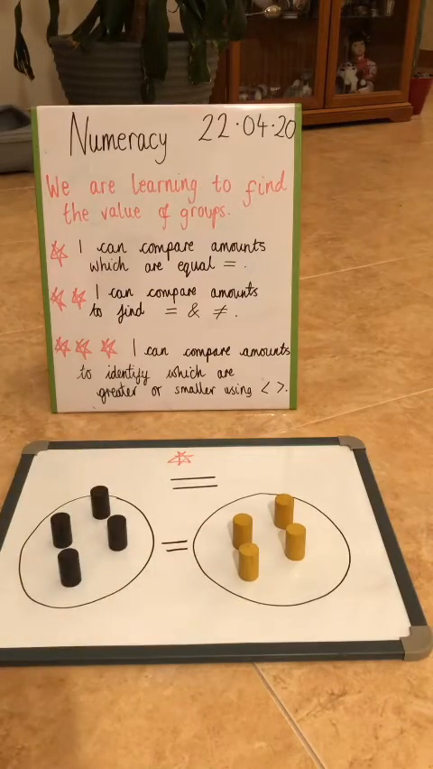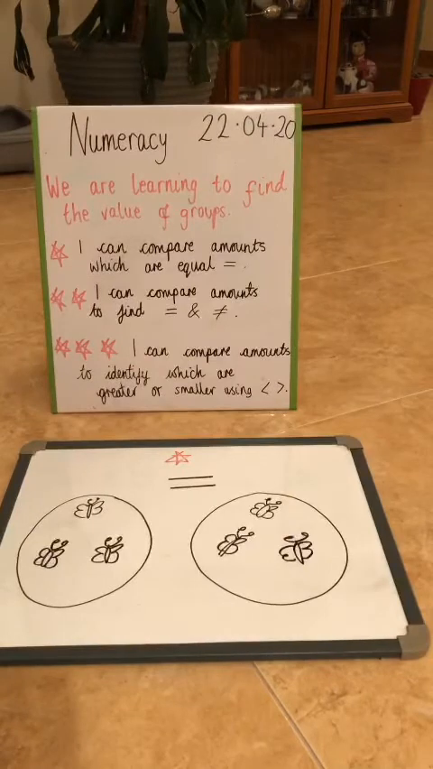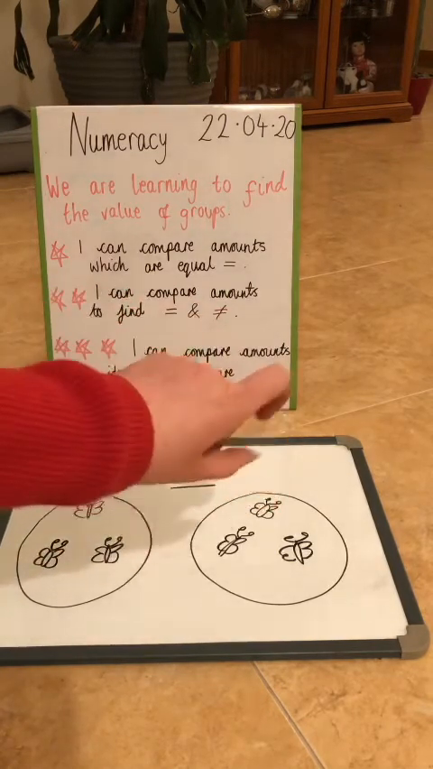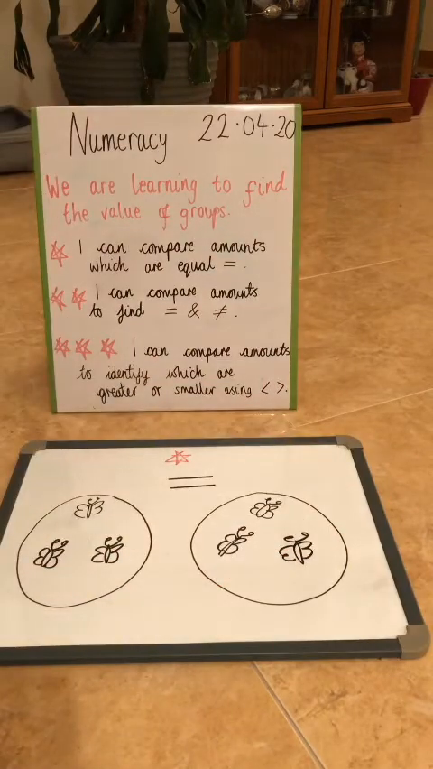Like that. 4 on one side and 4 on the other. Here we have butterflies in each side, and count the butterflies in your head. So that is 1, 2, 3 in that set, and 1, 2, 3 in that set. So if there's 3 on each side, then they are equal. They are the same. So we can use the equal sign in the middle to say that they are the same.